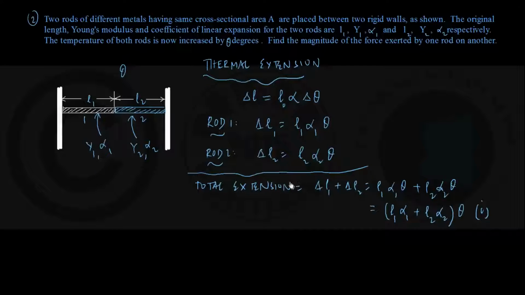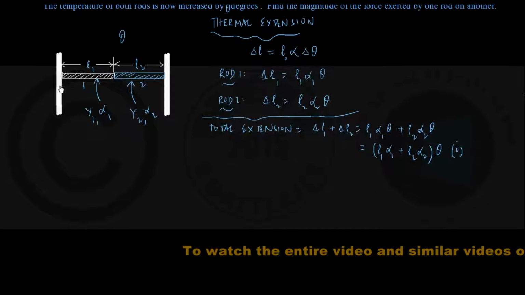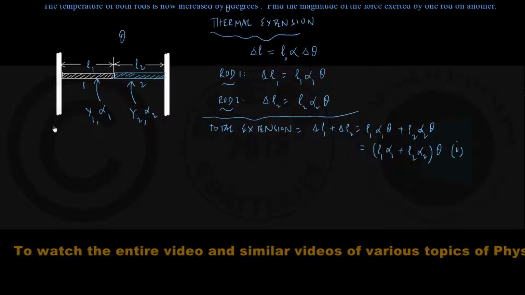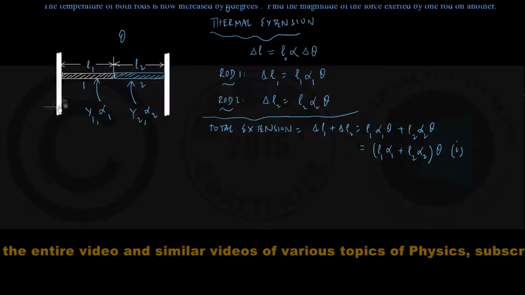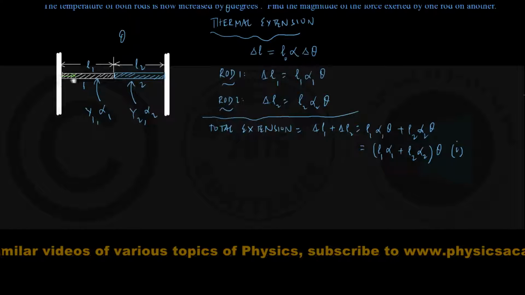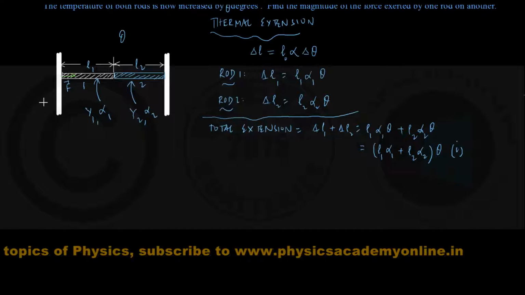Now once we understand that, let us see why the extension does not happen. As I said, to counter the extension of the rods, these walls now exert compressive forces on the composite rod at both ends. So, at the left end, the compressive force given by the wall on rod number 1 is acting to the right. Let me call this force as F.